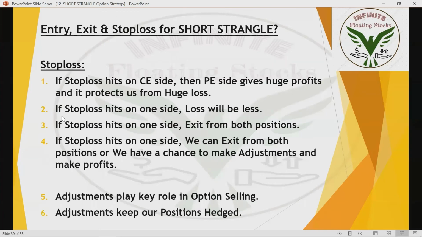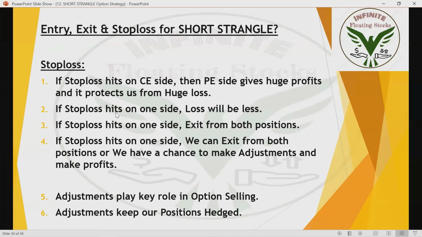Okay, so here are some important points about stop loss. If the stop loss hits on the CE side, then the PE side gives you huge profits and it protects us from huge loss. That's what I told when I was explaining about boundaries and break-even points. If the stop loss hits on the CE side, then the PE side gives huge profits because positions are hedged. The strategy is a hedged strategy.